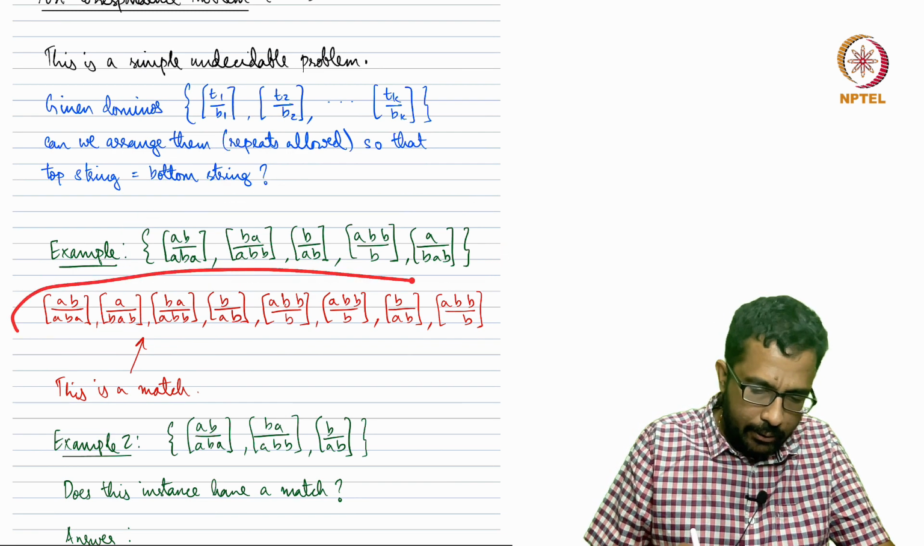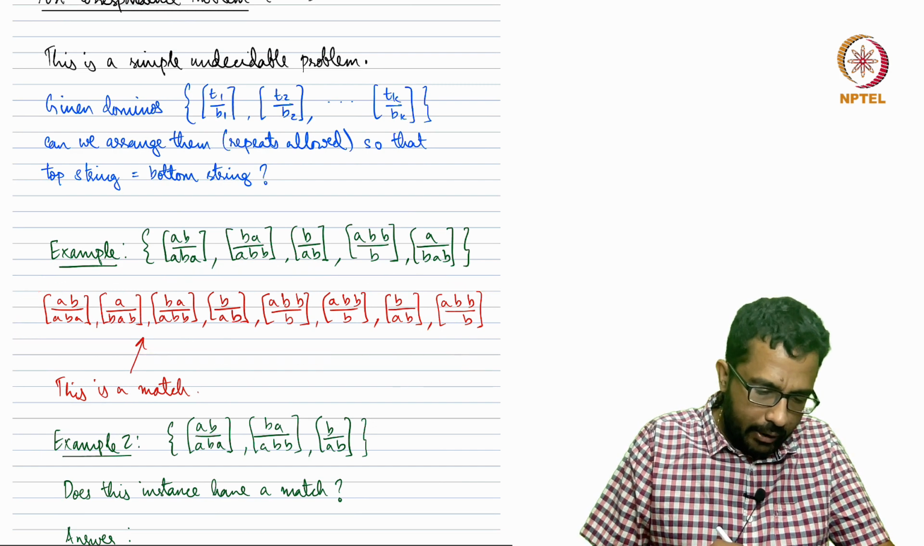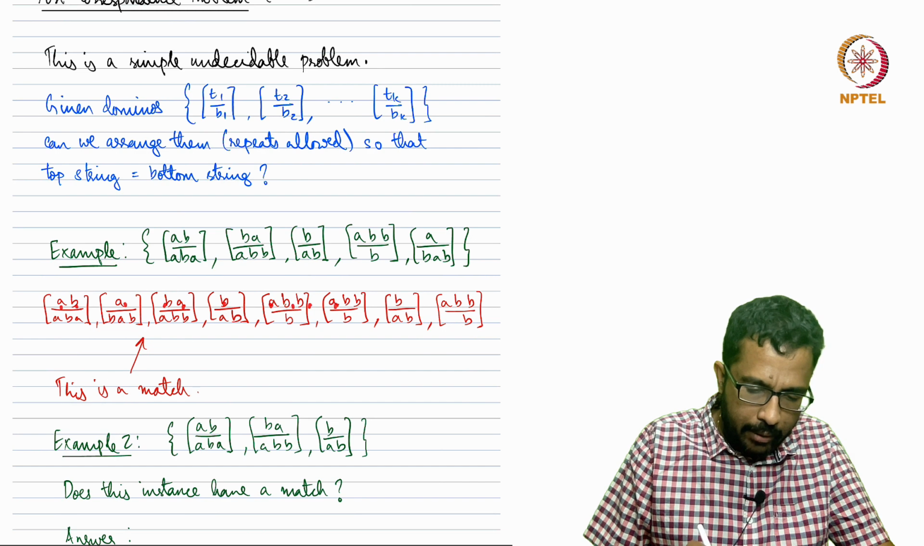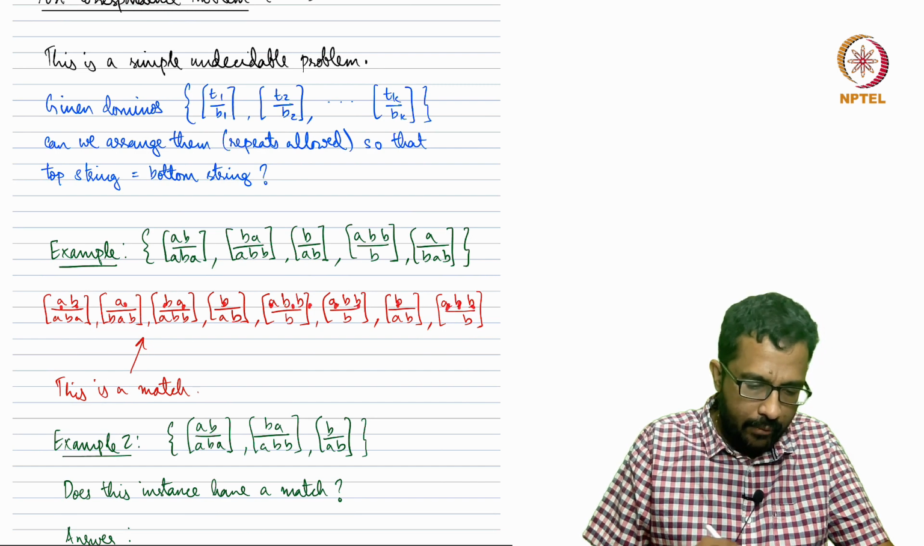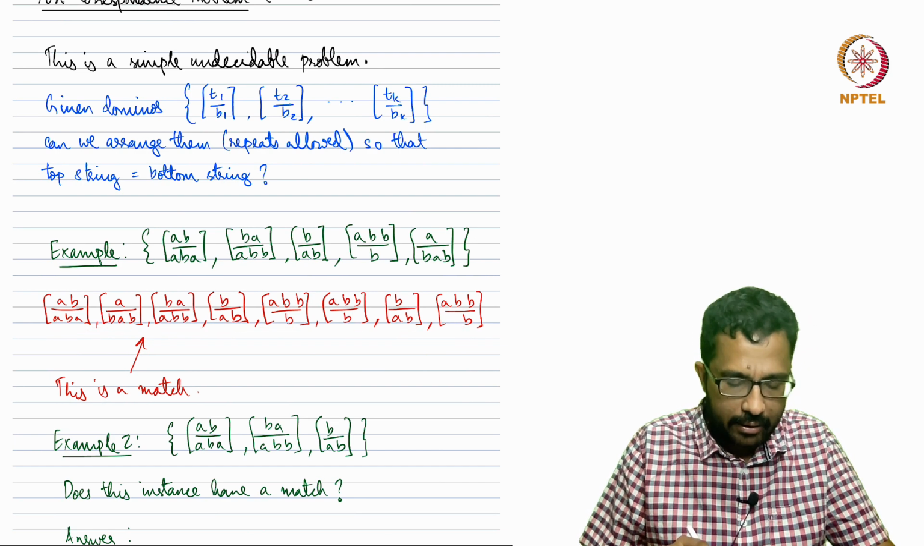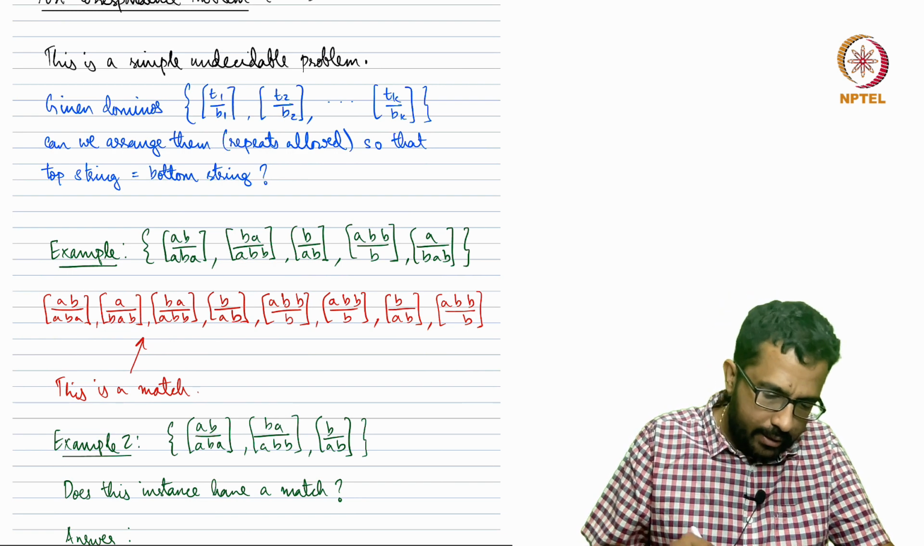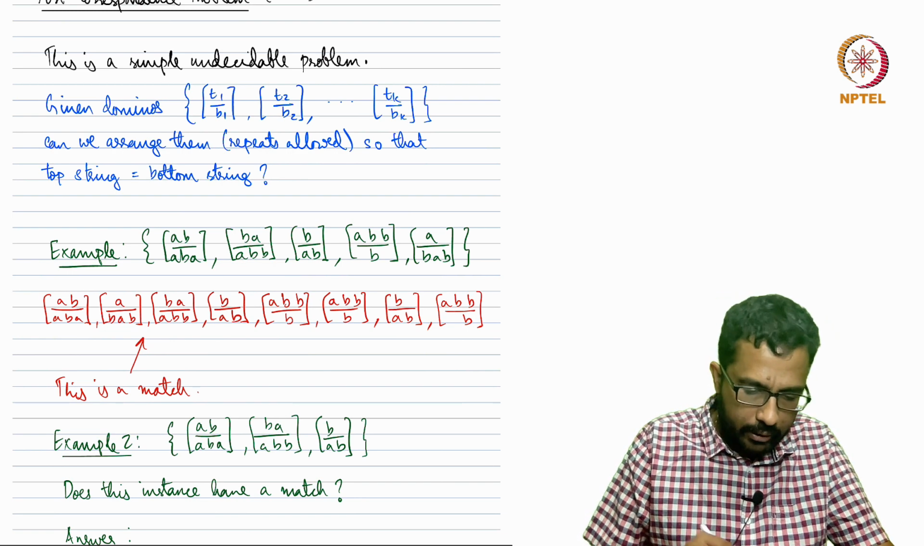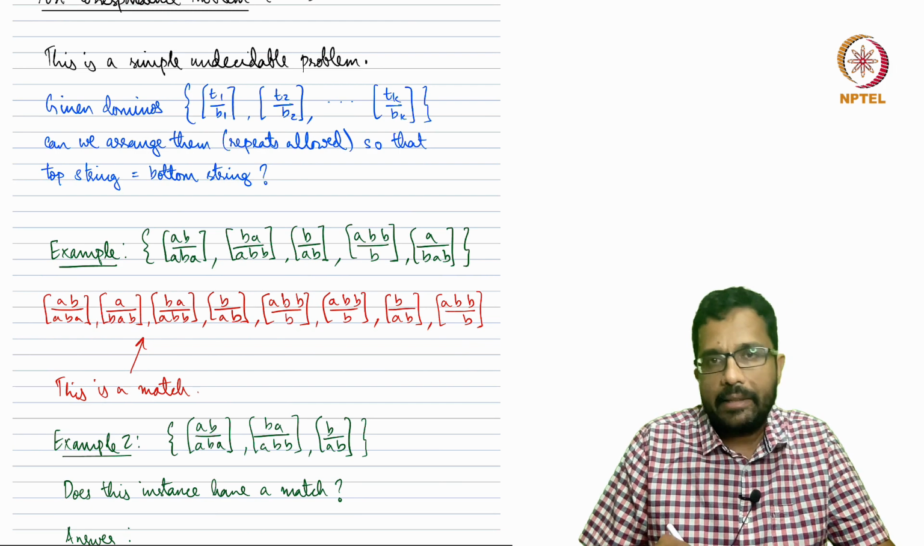Now, if you see the solution, the top string is A B A B A B A B B A B B B A B B. And the bottom string is A B A B A B A B B A B B B A B B, it's the same thing. The top and the bottom are the same, but of course the top progresses differently from the bottom. The bottom progresses quickly at first, and then later the top catches up.